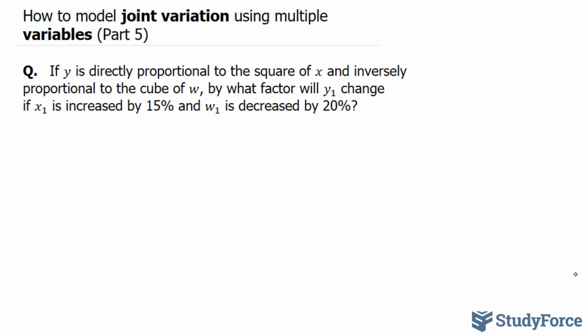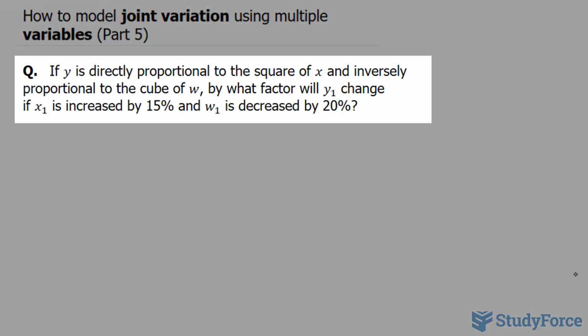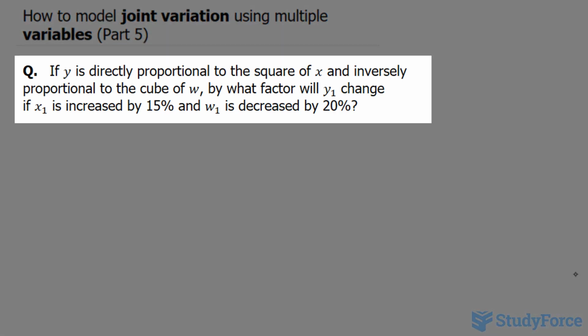In this video, I'll show you how to model joint variation using multiple variables. The question reads, if y is directly proportional to the square of x and inversely proportional to the cube of w, by what factor will y1 change if x1 is increased by 15% and w1 is decreased by 20%?